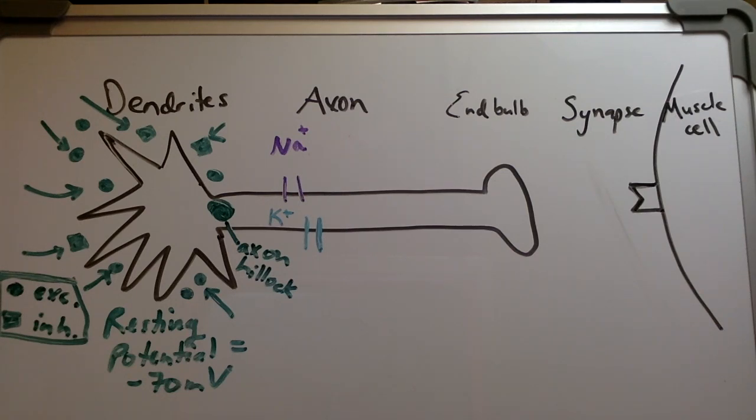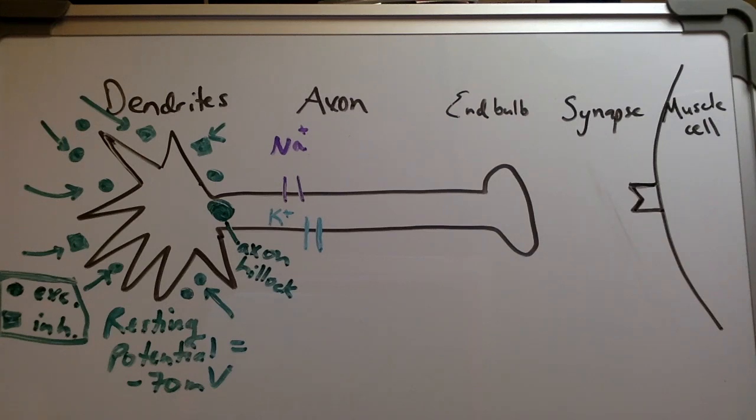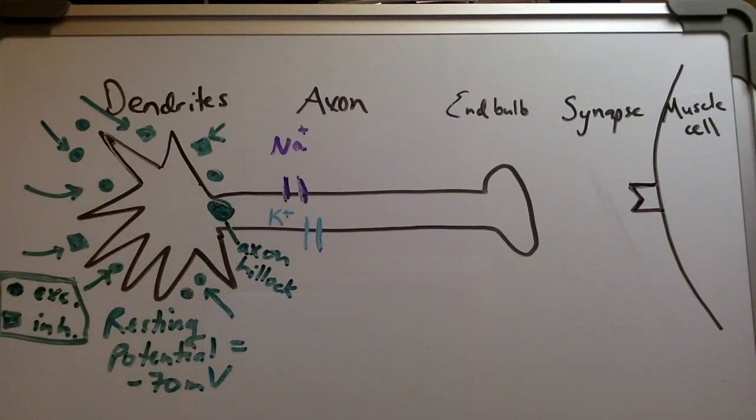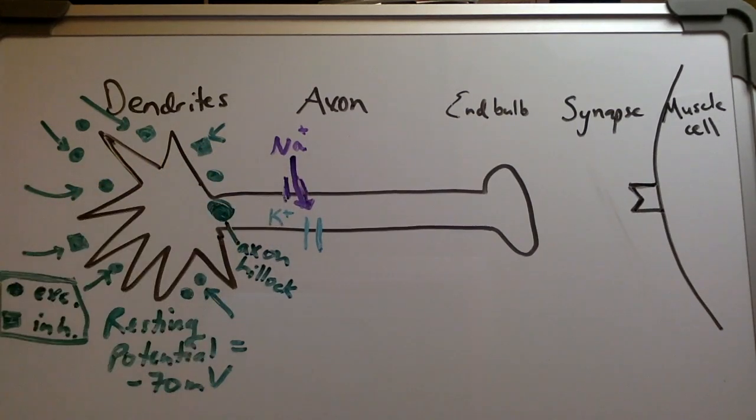So as this stimulus reaches the axon hillock, that triggers sodium channels to open. So this channel here would open where it would normally have been closed, and sodium can now rush into the neuron. When that happens, we call this depolarization. The rush of positive charges is going to bring the inside of the cell to a higher positivity, closer to 0 on the millivolts.